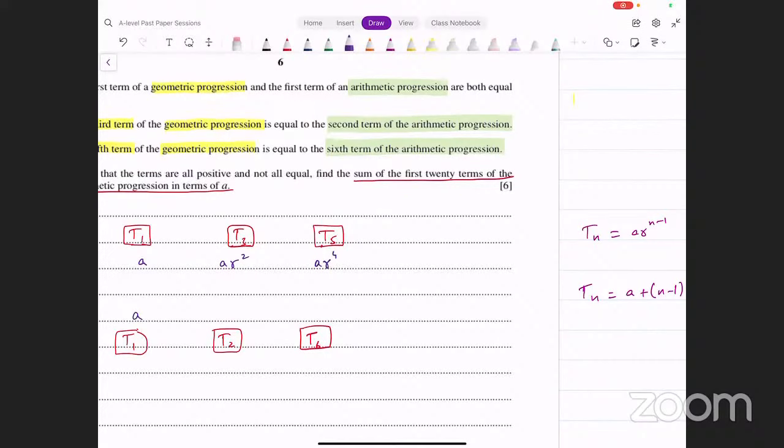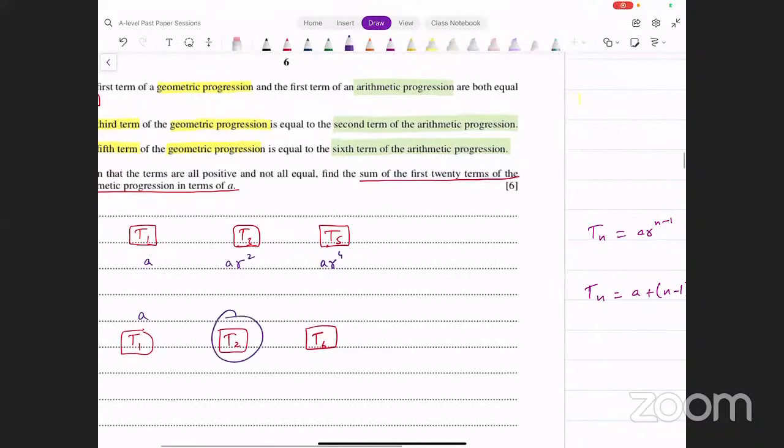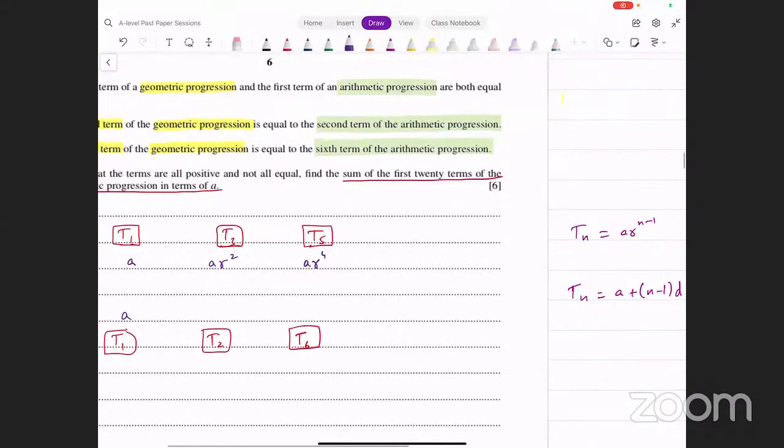Let's think about the AP now. Second term चाहिए. Let's input that here. A plus 2 minus 1, that's 1 into D. So that's going to be A plus D. Sixth term, again, N की जगह पे 6 input कर दें यहाँ पे. 6 minus 1 is 5. So we have A plus 5 times D. These are the terms that we are looking for.